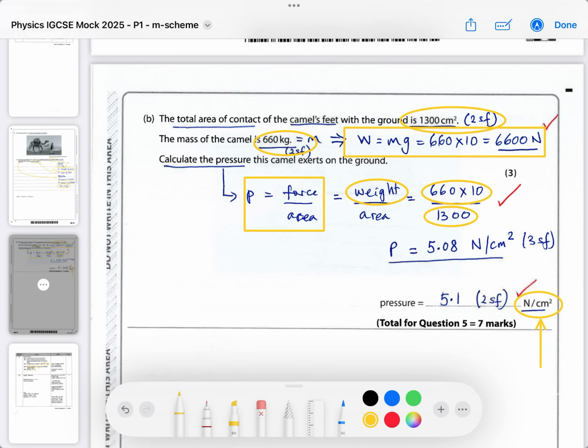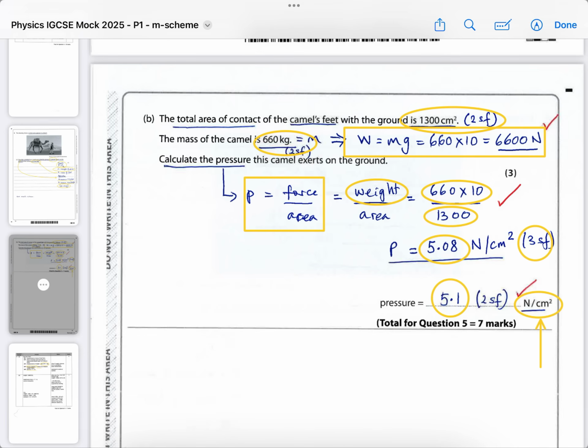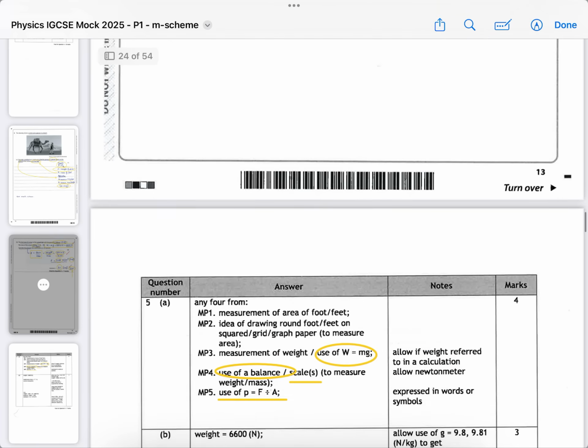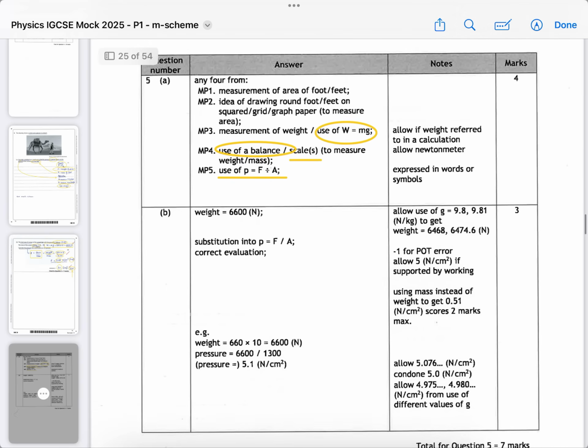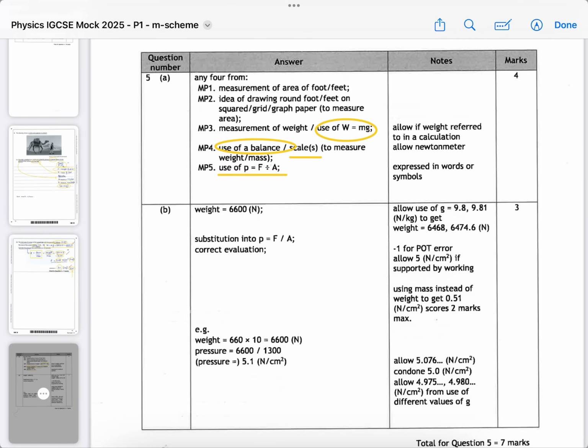If you put it in the calculator, it might come out to something like 5.08, rounded to three significant figures. But you want it to two significant figures because the data provided is only given to two significant figures. Okay, so that's question 5. And here is the mark scheme for part B. Here, A and B you can see in one go.